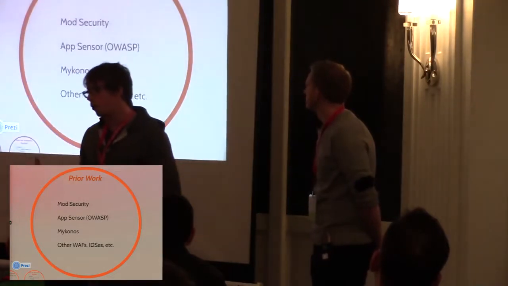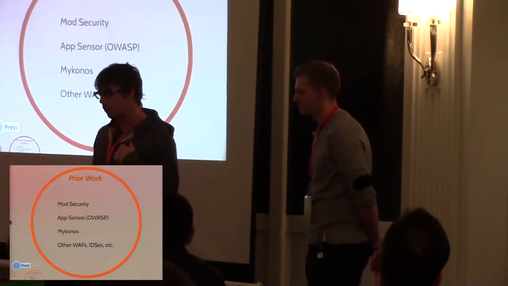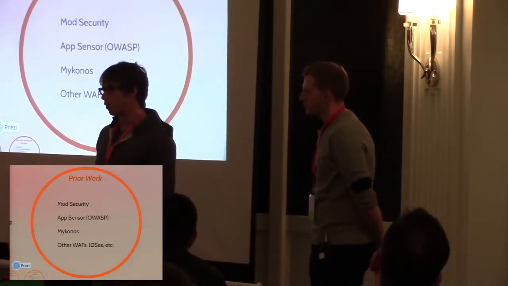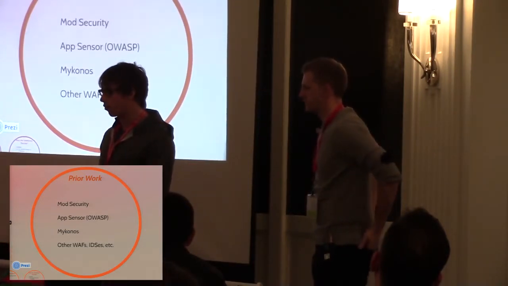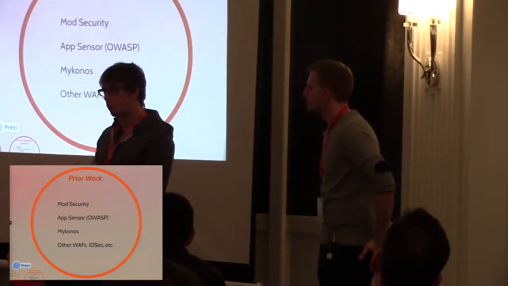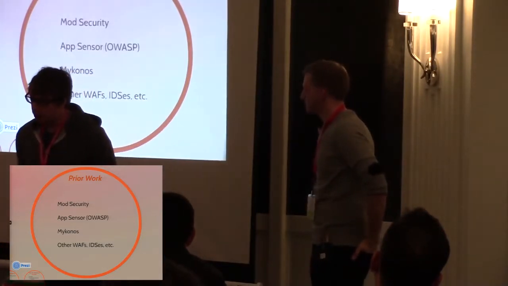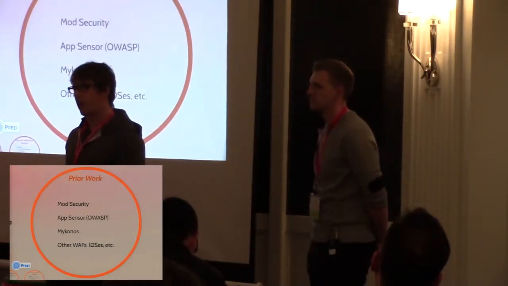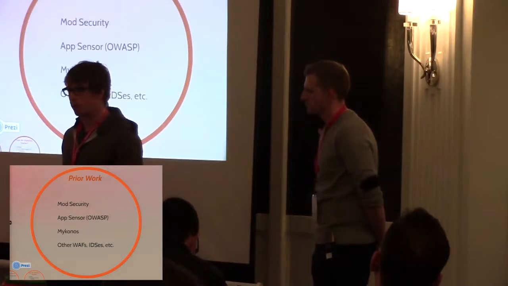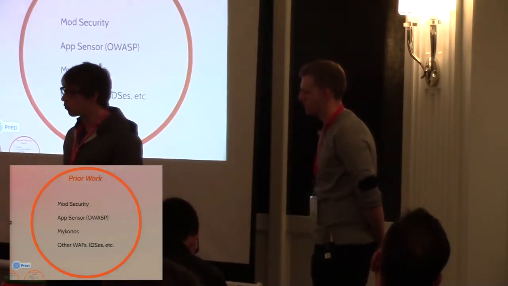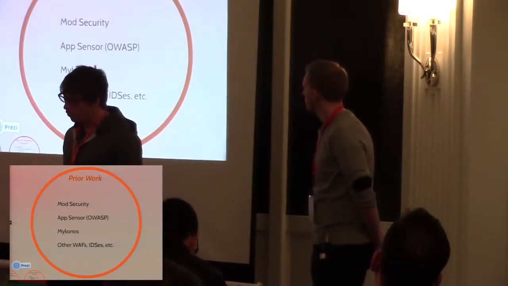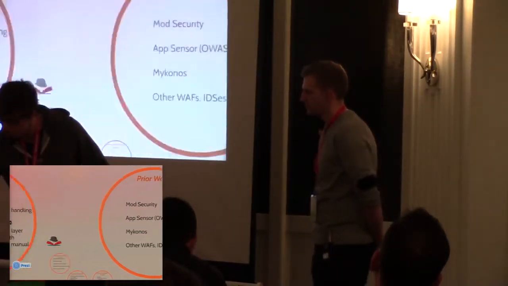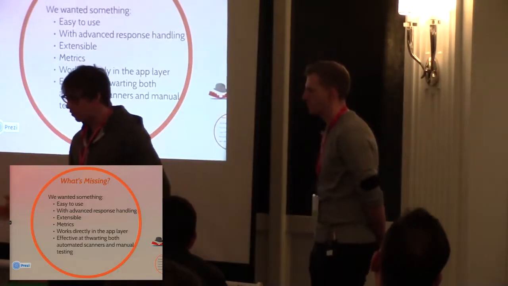So there's actually been a little bit of prior work in this space. ModSecurity has some of this functionality built in. It does require you to have ModSecurity in place, and you have to spend quite a bit of time actually configuring where you want to stick the traps and on what pages and requests. AppSensor is a project that works specifically for Java. It's really awesome and powerful, but it hasn't been updated in a few years, and it doesn't look like it's actively maintained. Mykonos is a commercial product that does this, and there's also some other WAFs and IDSs that provide similar sorts of functionality. But we felt that there were a couple elements that were missing.